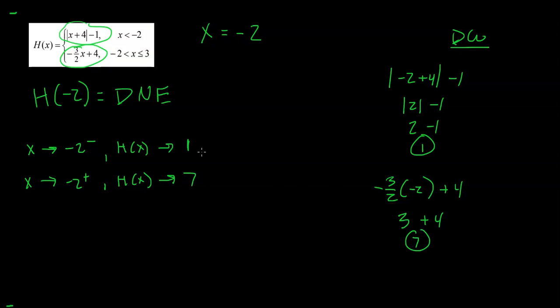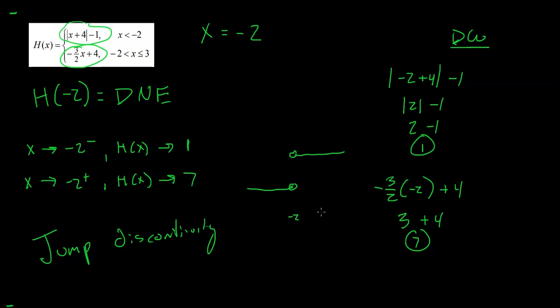So this is clearly going to be another discontinuity, but this is going to be a jump discontinuity. Why is it a jump discontinuity? Well, because from the left side, I'm down here at 1. From the right side, I'm up here at 7. And those are going to both be filled in dots because at negative 2, I'm nothing. I'm not even allowed to be there. So that is why it's a jump discontinuity.